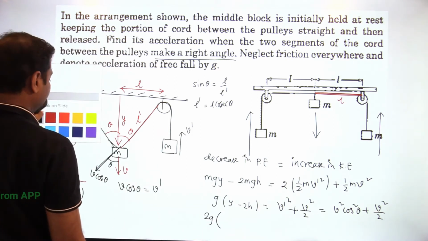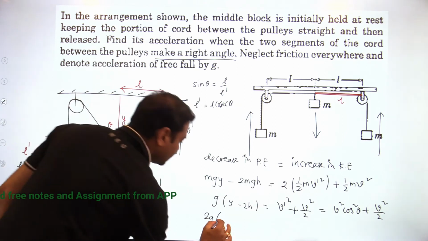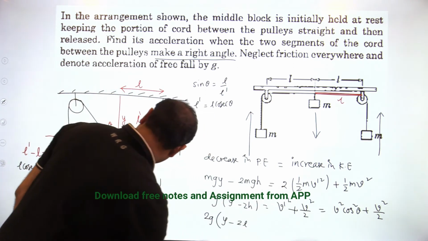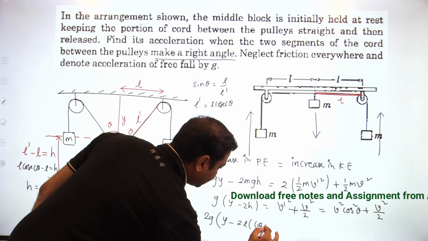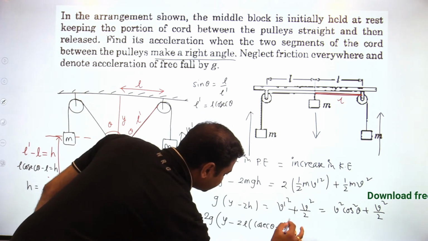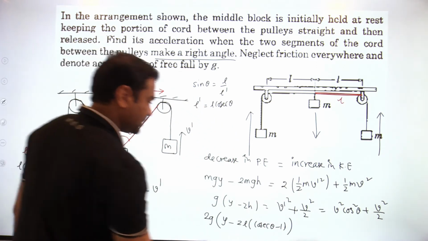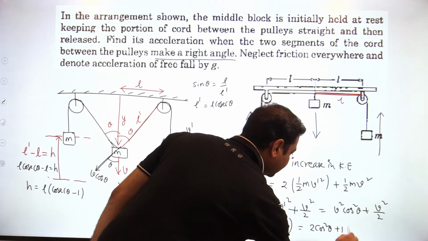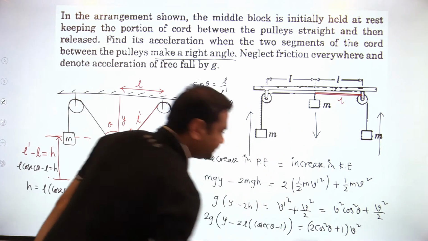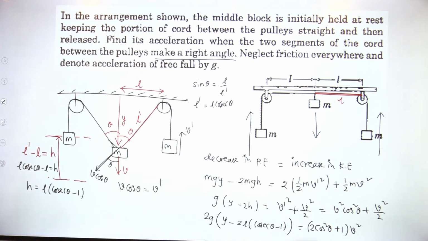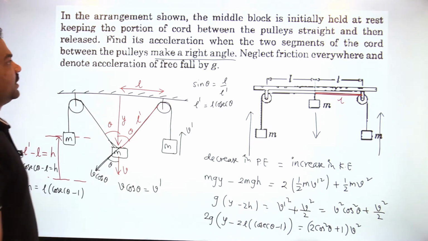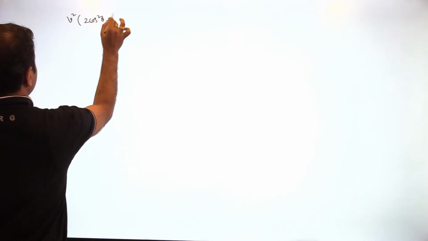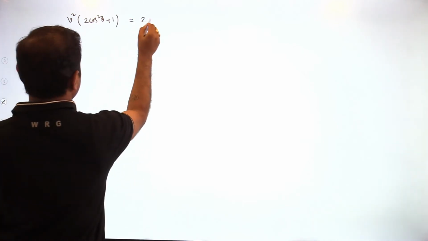So dy by dt will give you y. So y minus 2 into L into cosecant theta minus 1 is equal to 2 cos square theta plus 1 into v square. Multiply the 2. So that v square term I got. So finally I can write v square into 2 cos square theta plus 1. I remember till here. Even I got 2g also, remember.